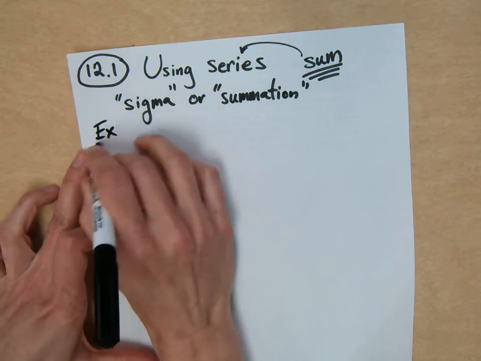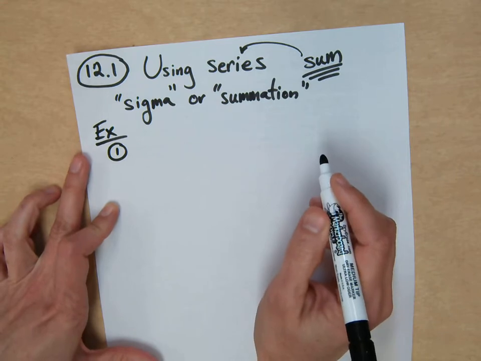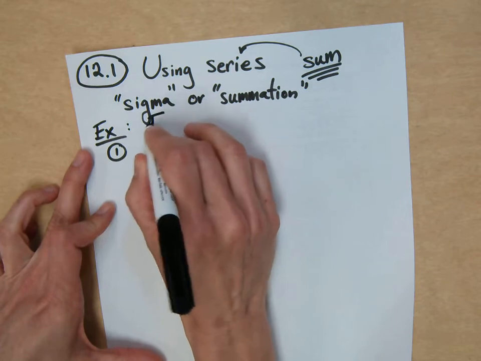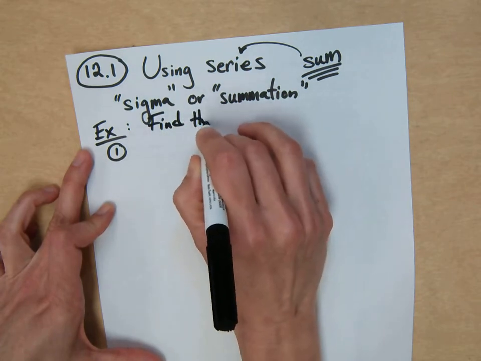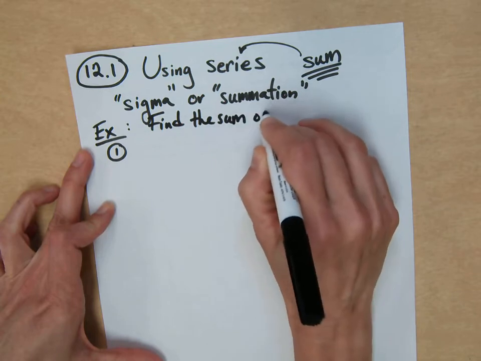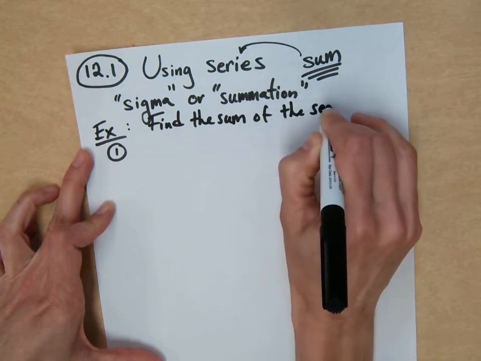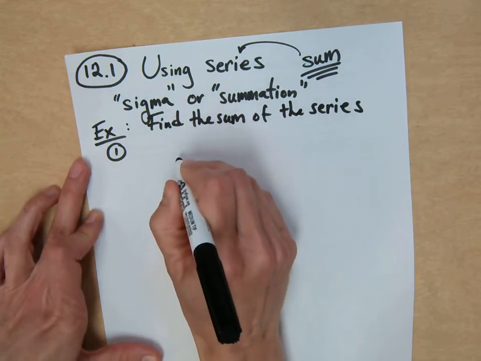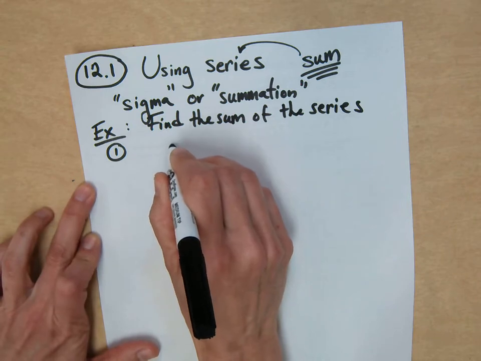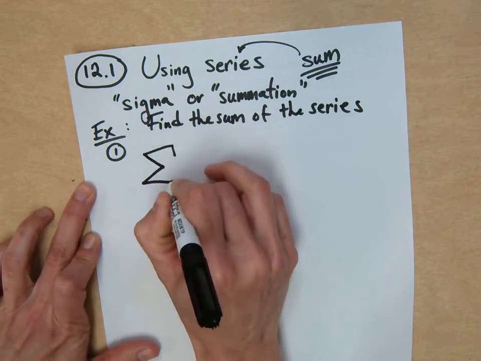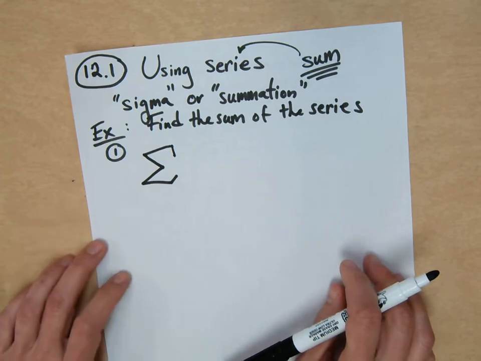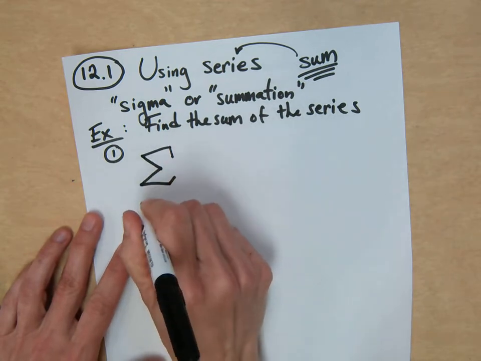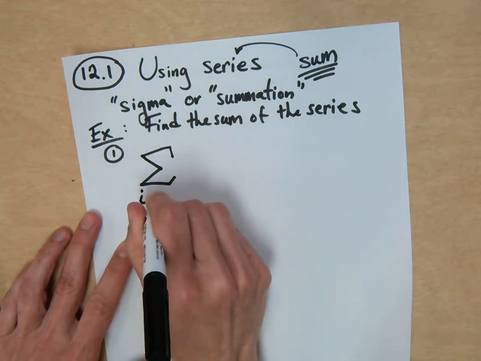So here's example number 1. We'll just get right into it. The directions are going to say, find the sum of the series. So it'll go like this. You draw this. This is your sigma notation. It's a funky little symbol that goes like that. And you're going to go from, this is just an example, I equals 1 to 4.